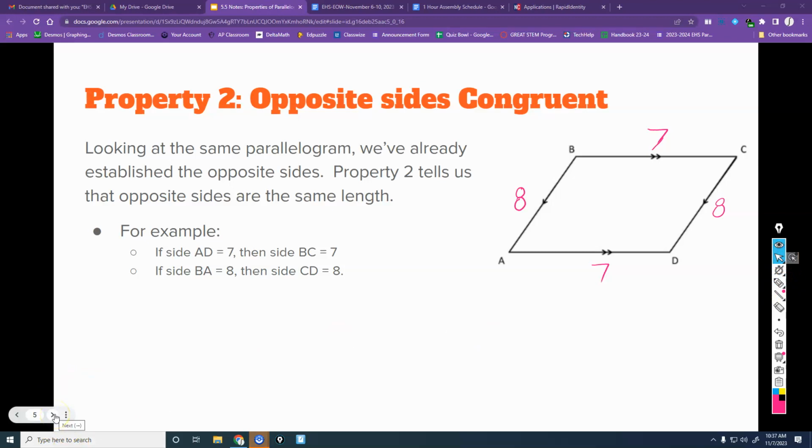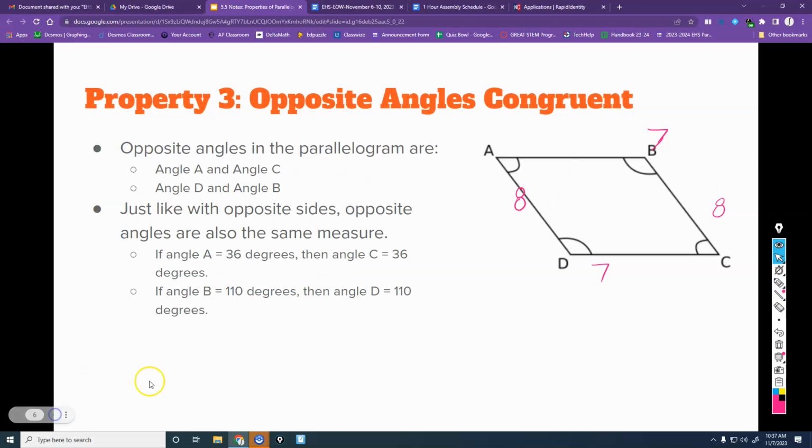The ones that I'm going to give you, the ones that are going to be on an exam, are probably not going to be quite that simple here. But we've got to work up to the hard ones. So opposite angles are also going to be congruent.